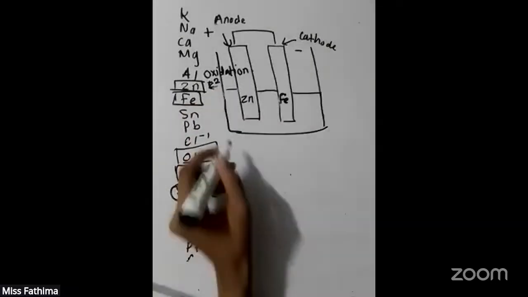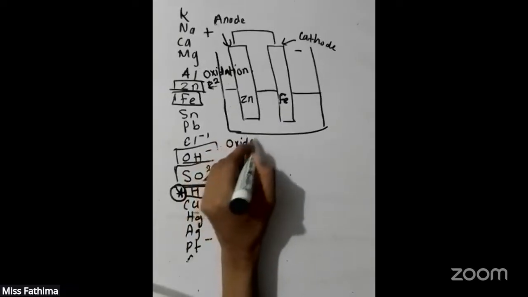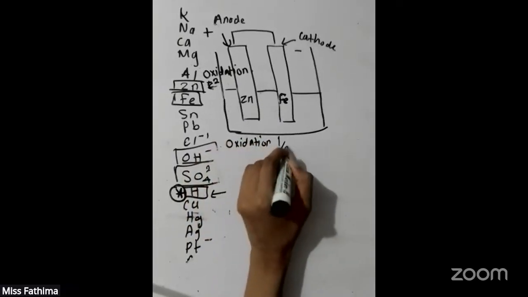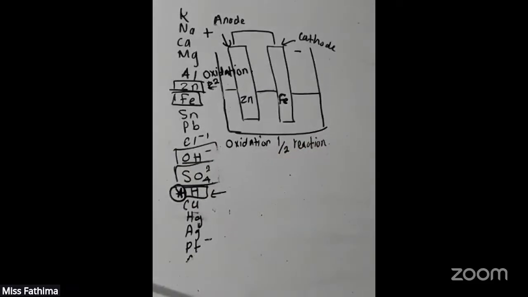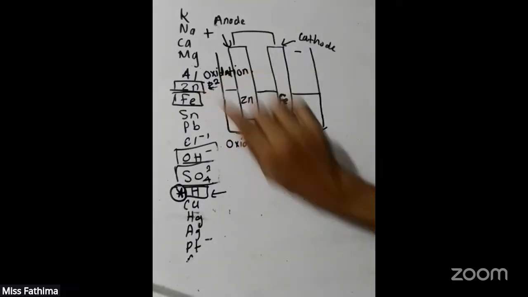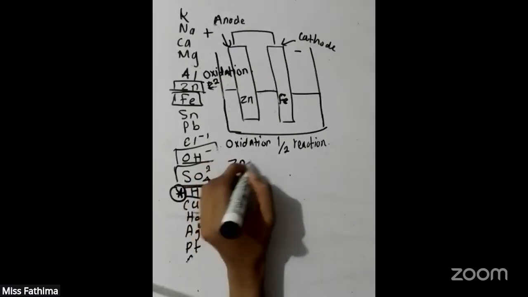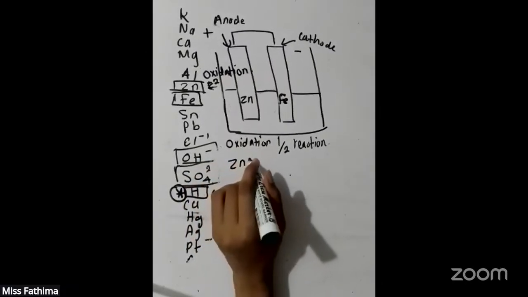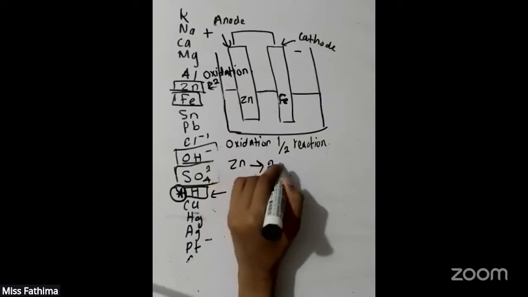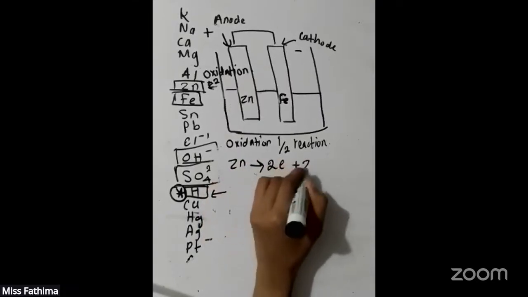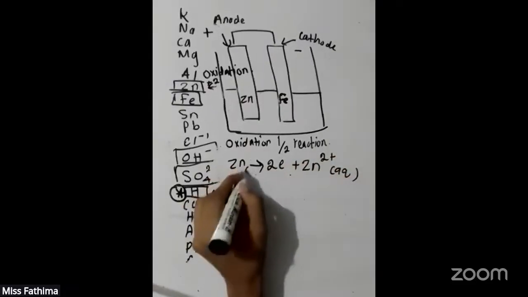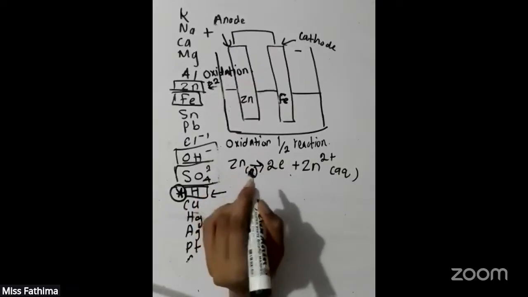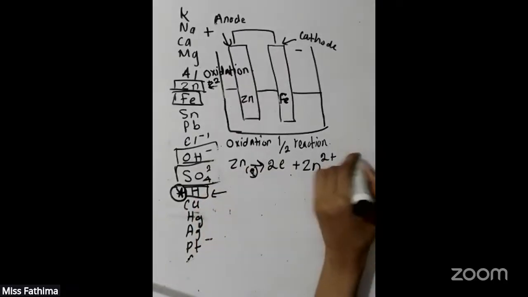Right. Now the oxidation half reaction. When you talk about the oxidation half reaction, you have to do the chemical stabilization for the zinc. Zinc will form what? Zinc will release 2 electrons and they will form zinc 2 plus in the aqueous medium. Here it is going to be the solid. So this is the oxidation half reaction and this is the first equation.